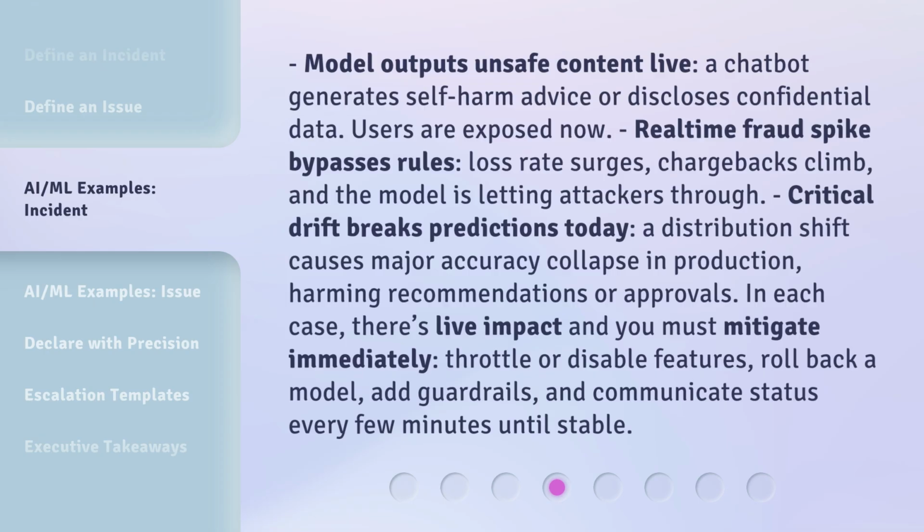Critical drift breaks predictions today. A distribution shift causes major accuracy collapse in production, harming recommendations or approvals. In each case, there's live impact and you must mitigate immediately. Throttle or disable features, roll back a model, add guardrails, and communicate status every few minutes until stable.